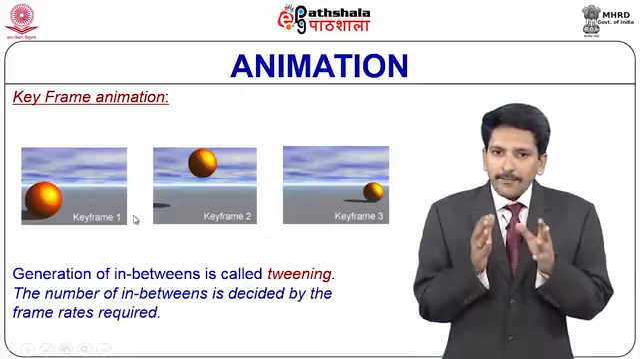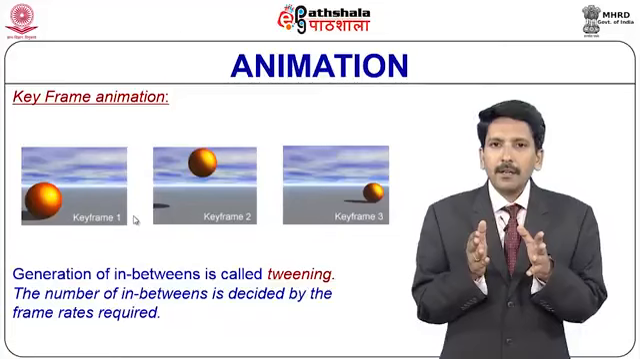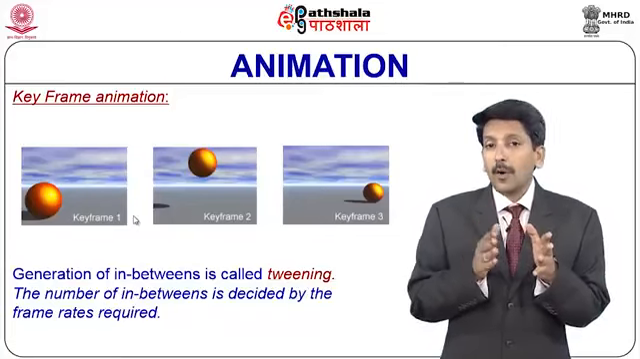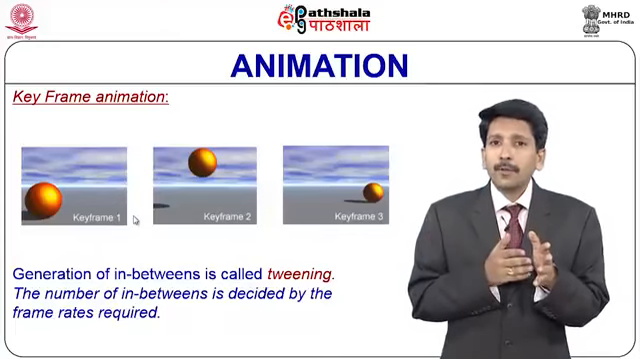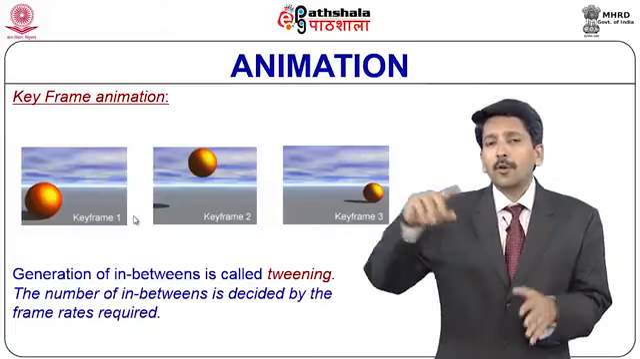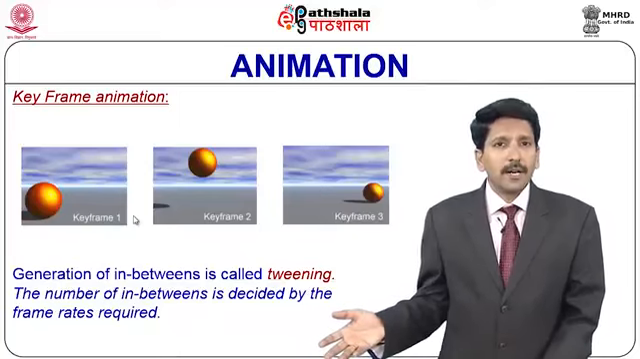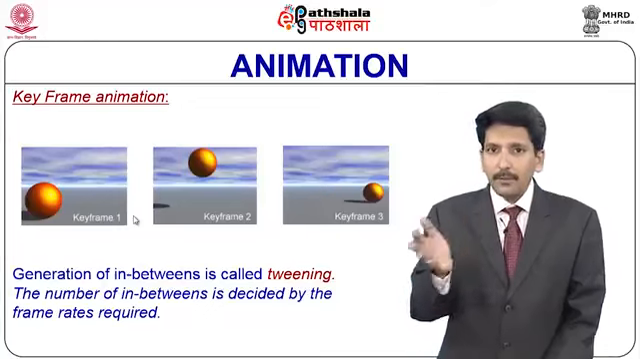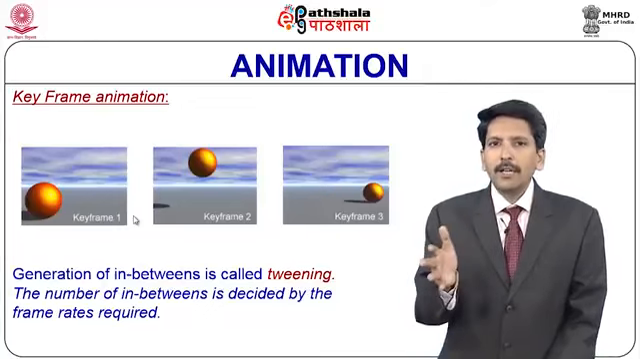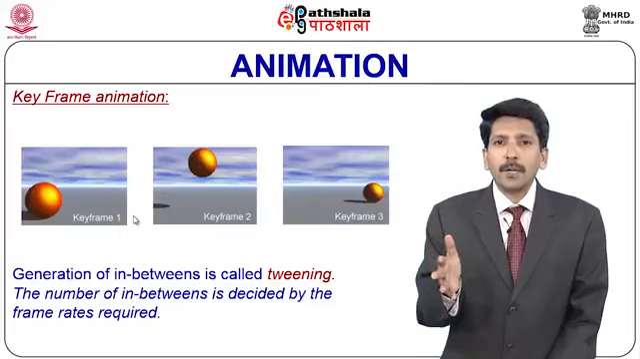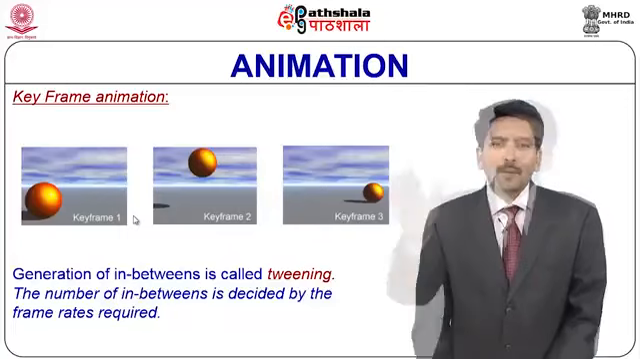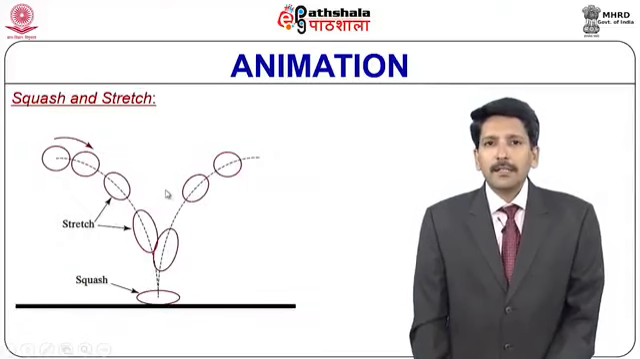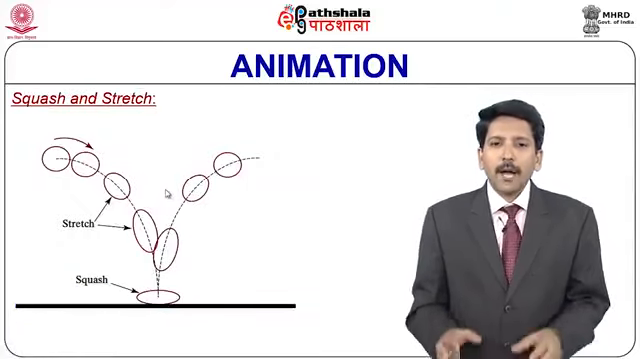Now, the kind of interpolation or tweening depends on what kind of path you want the object to take. You can do linear interpolation, or you can do a curved kind of interpolation. You can decide on the shape of the tweening for the in betweens. How you interpolate the in betweens depends on how the path should look. Okay. So, another technique used for animation is the squash and stretch.